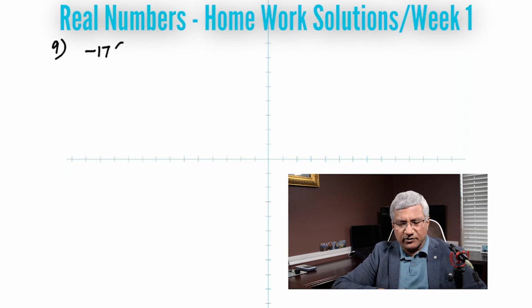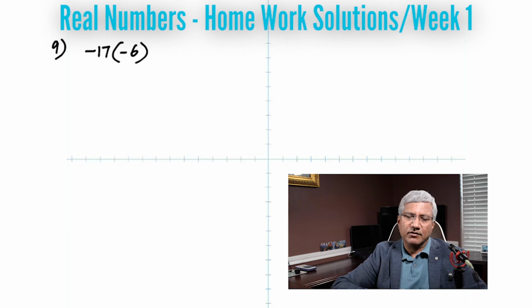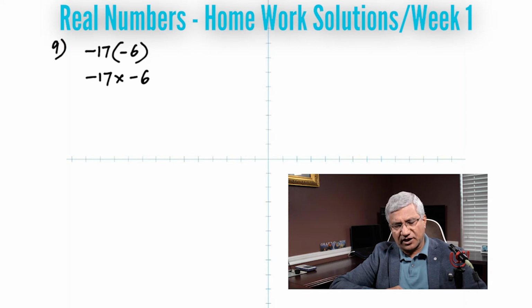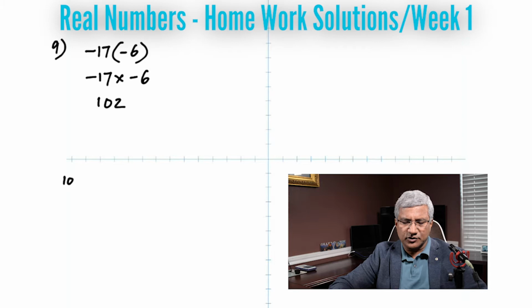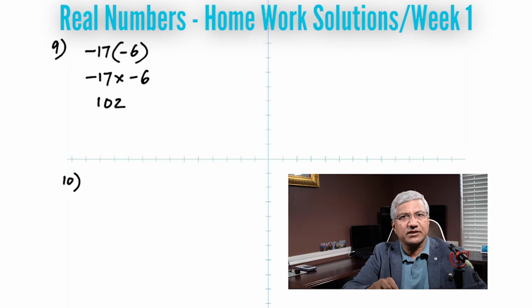Here's the ninth question. Negative 17 times negative 6. That's all. Negative 17 times negative 6. So that is negative 17 times negative 6, which is 102, positive 102. So whenever you have parentheses like this, that has to be taken as a product. So be careful there. It's not negative 17 minus 6. It's negative 17 times negative 6. How do we know that? Because of the parentheses. That's why you have that, and then negative multiplied with a negative is a positive.